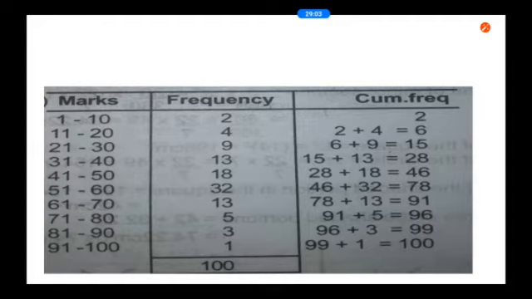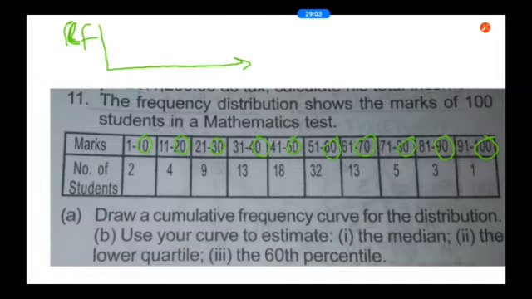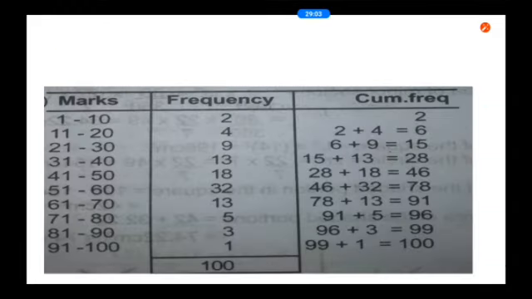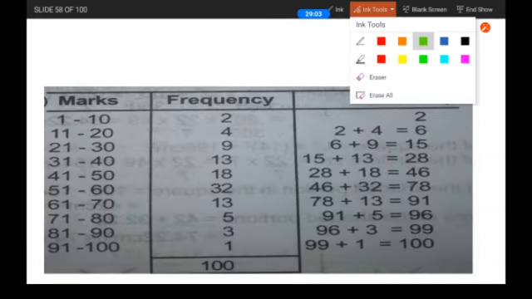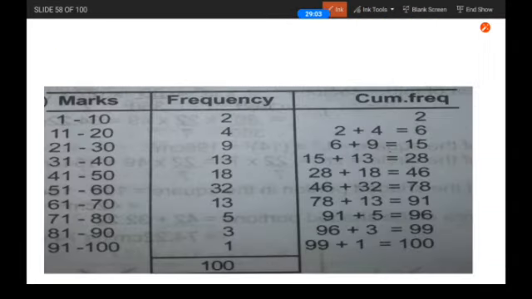Now look at that. 1 to 10, the frequency is 2. Up to that, the summation of the frequency will give you 100. The first thing you do is your CF, cumulative frequency. You will start with the first frequency you have here, right? The first frequency you have here, that is what you're going to start with. And we have 2. Is that okay?